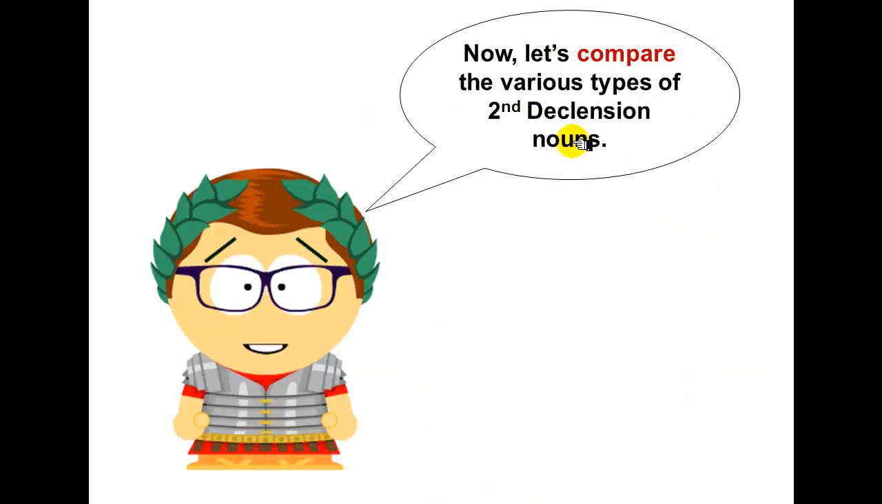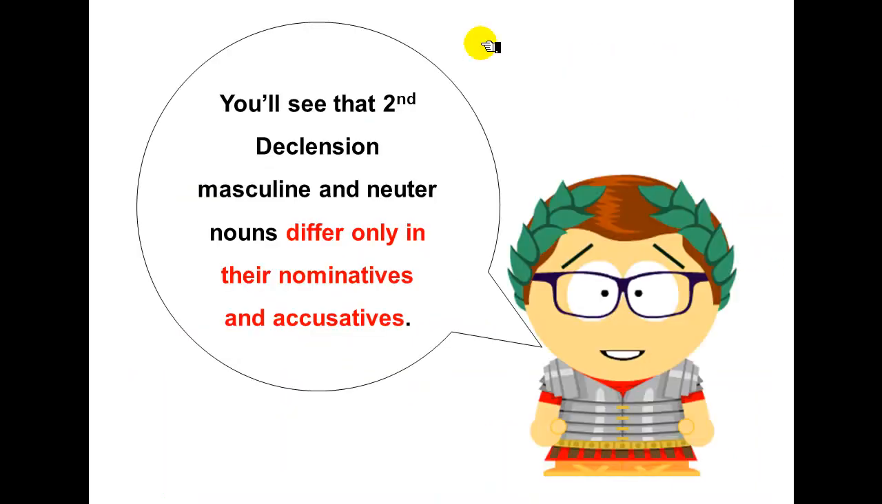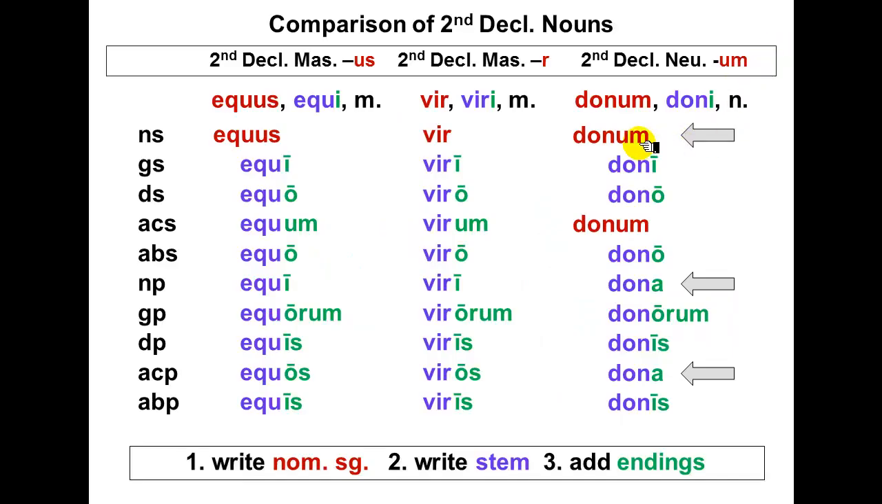And now let's compare the various types of second declension nouns. You'll notice that second declension masculine and neuter nouns differ only in their nominatives and accusatives. I've marked with arrows the places where second declension neuter nouns differ from second declension masculine nouns. So nominative singular, nominative plural, accusative plural, those are the places where you have the difference. Otherwise, the endings are the same all across the board.